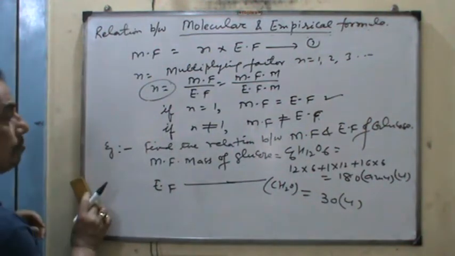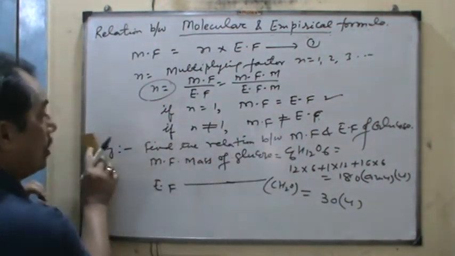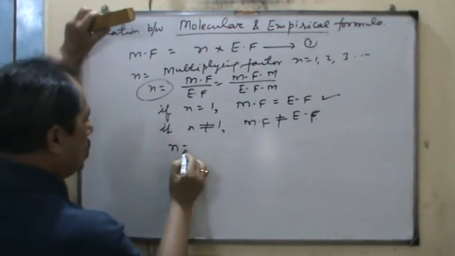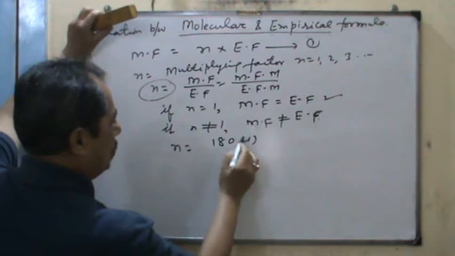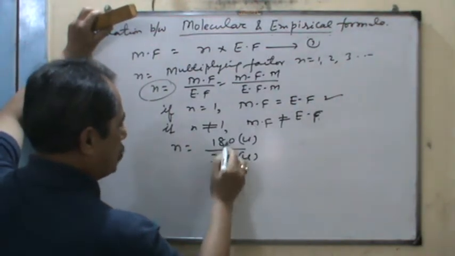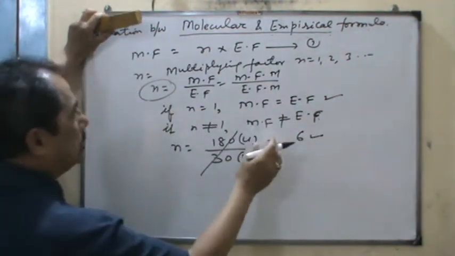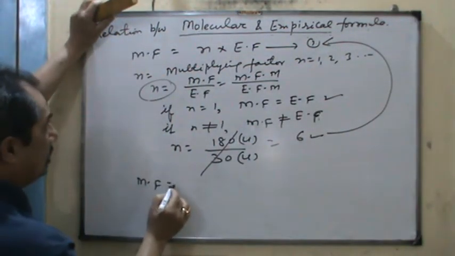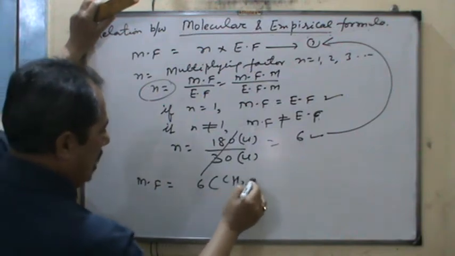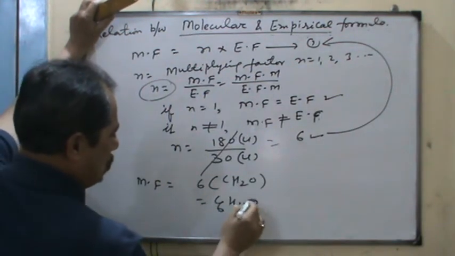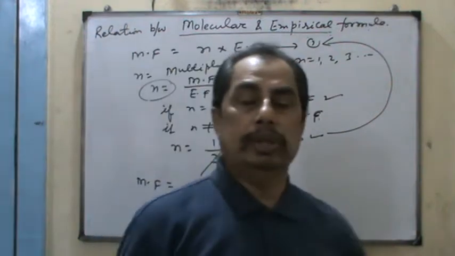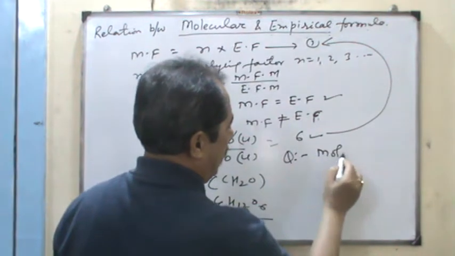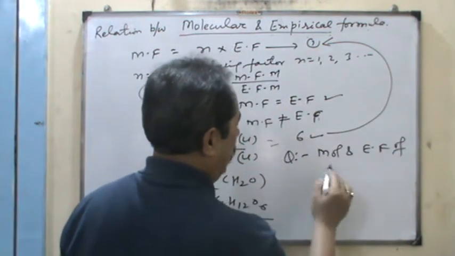What is the result here? So dear students, n equals the molecular formula mass, 180 for glucose, divided by the empirical formula mass, which is this one. So what is your answer? n is 6. Put 6 in equation 1. So molecular formula is equal to 6 into CH2O, that means C6H12O6.